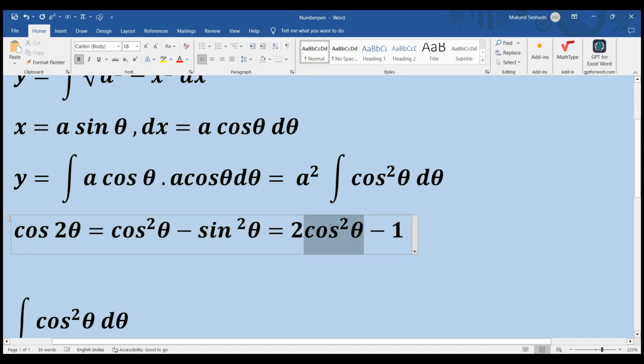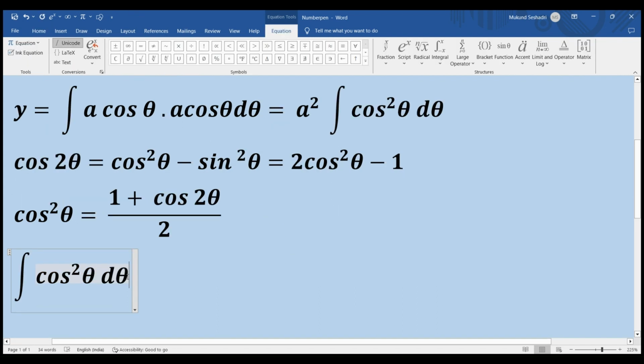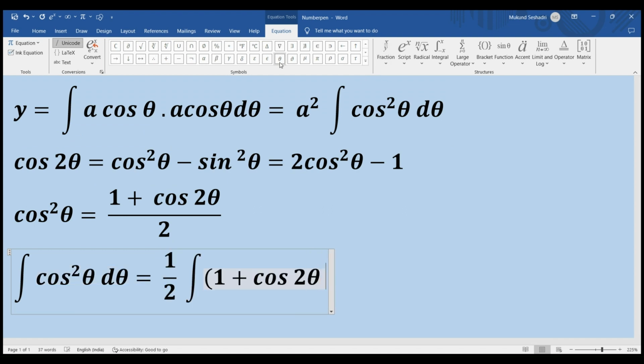My cos square theta is nothing but 1 plus cos 2 theta divided by 2, right? So now when I re-express my cos square theta as 1 plus cos 2 theta the whole divided by 2, I'm sure that this is going to make our integration a lot simpler, right? So what happens is I get integral of cos square theta d theta equals integral of half into 1 plus cos 2 theta, which means I can pull out my half because it's a constant, times d theta, right?